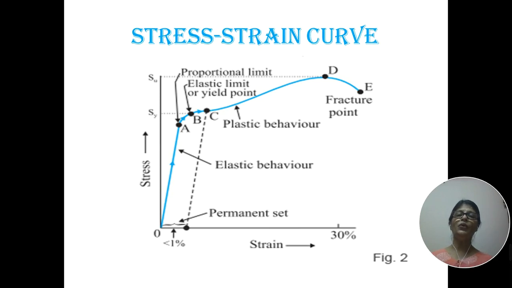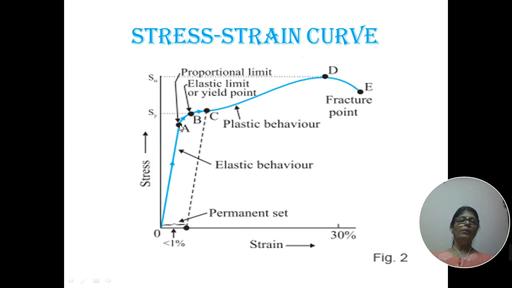So again, we can go through this diagram. You will be able to understand now that this line represents the modulus of elasticity. A is the point of proportional limit, up to which the stress and strain are proportional to each other. The area below this line is the resilience. Then a slight deviation from this line, that is point B, represents the elastic limit.